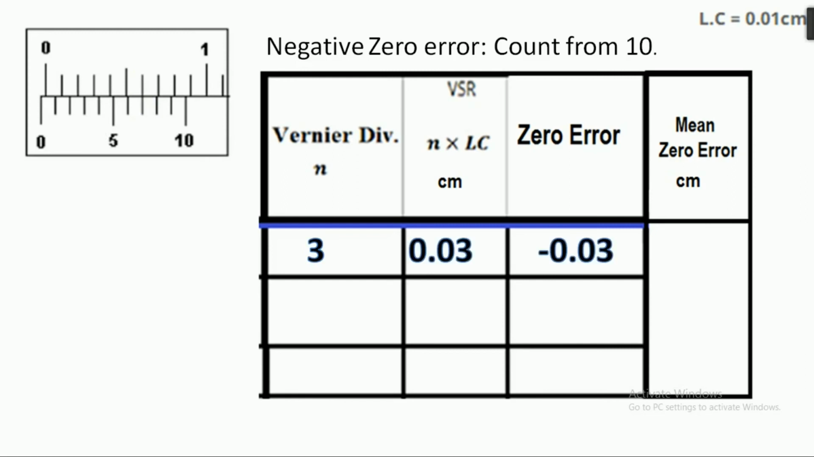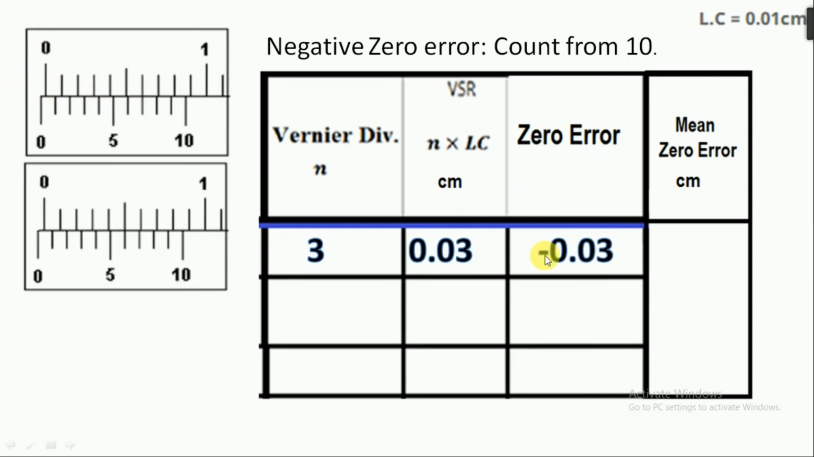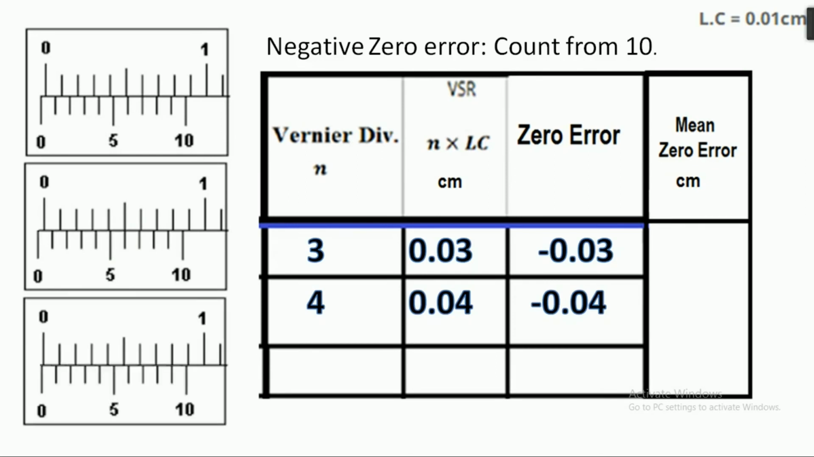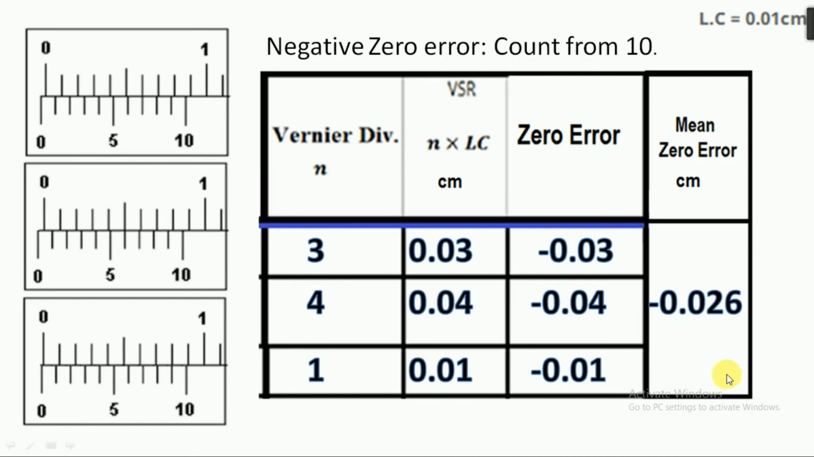So I'll write number 3, and the error is minus 0.03 because it is going towards the negative side of this 0, so I'll write negative error. And for this, you can see number 4th of the vernier is coinciding with one of the divisions of the main scale, so 4 is the error. In the third case, we can see the first one is coinciding, so I'll write 1. So I'll find the mean of these 3. The mean of these 3 is minus 0.026 centimeter.